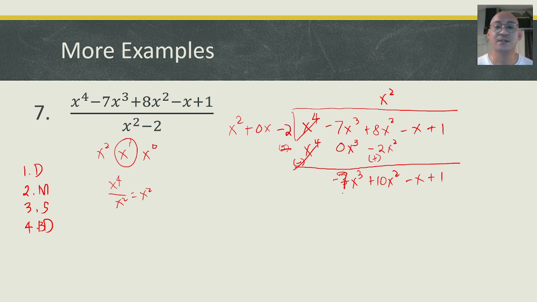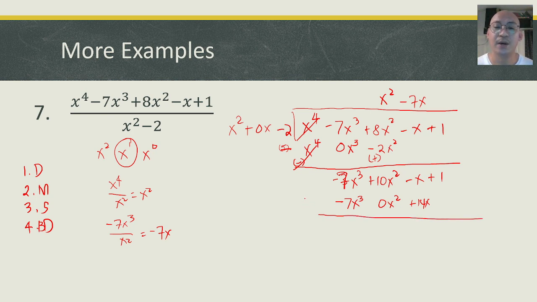Continue the process. Negative 7x cubed divided by x squared is negative 7x. So we have negative 7x. Okay, negative 7x times x squared is negative 7x cubed. Negative 7x times 0x is simply 0x squared. Negative 7x times negative 2 is positive 14x.